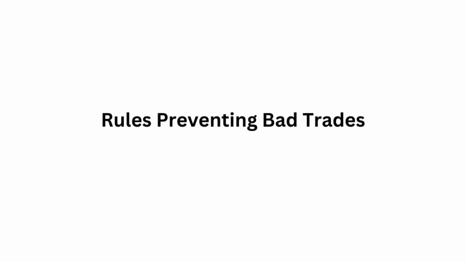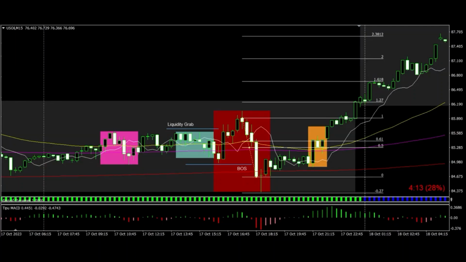Here are some examples of these rules that prevented bad trades. In this example, there was a liquidity grab that happened during the New York session. Price broke structure and it moved back to the 50%. By waiting for price to cross below the 4 EMA, that prevented you from taking a bad trade. Because as you see, price moved strongly to the upside.